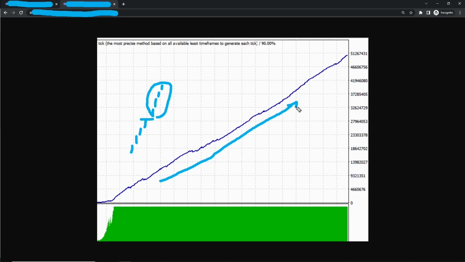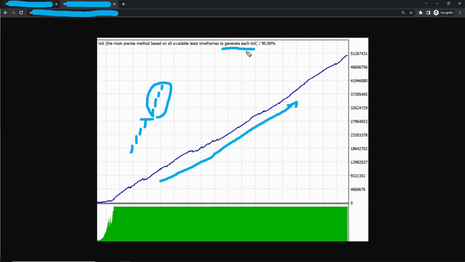And why? Because the backtest was made using virtual ticks. This is the default way of using your MetaTrader platform, and you can even see here at the top that it says explicitly that it generates each tick.